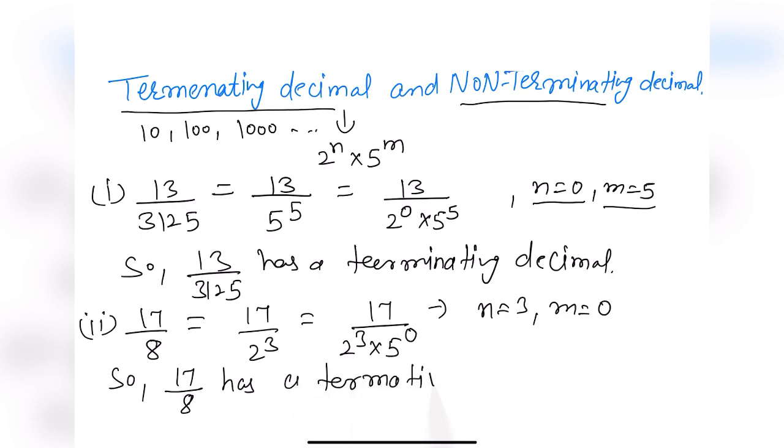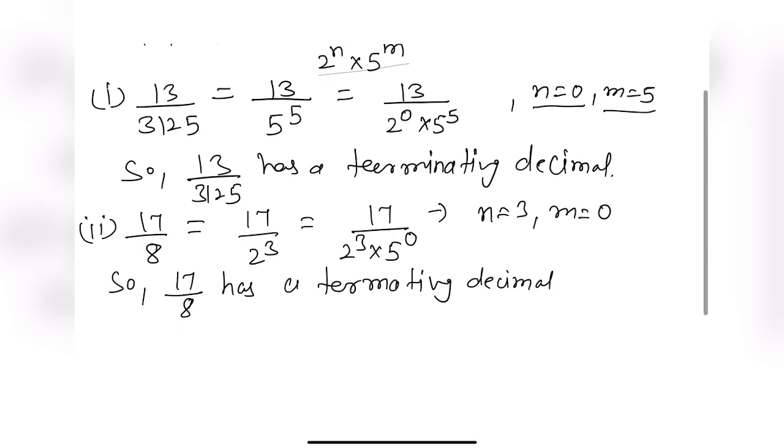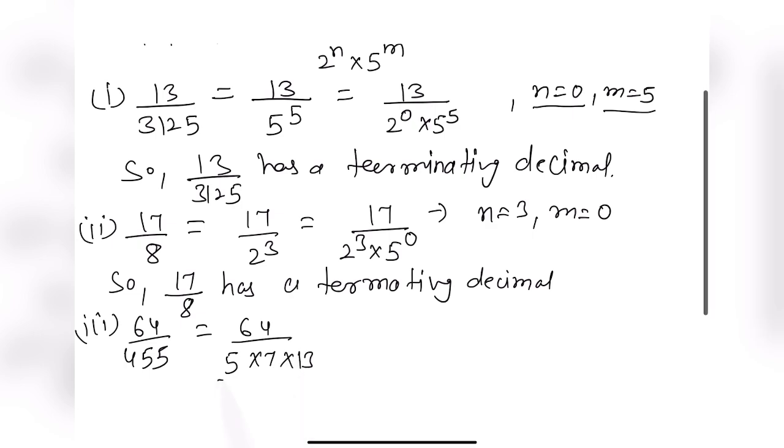Suppose we have a number where we get a prime factor other than 2 and 5, then it will be a non-terminating decimal number. Like we have the number 64 over 455. It can be written as 64 over 5 into 7 into 13. Here we have 5, but 7 and 13 are also there. So it means it has a non-terminating decimal.